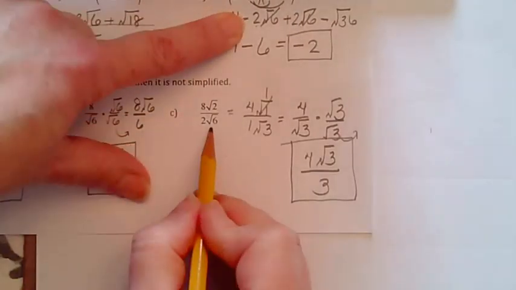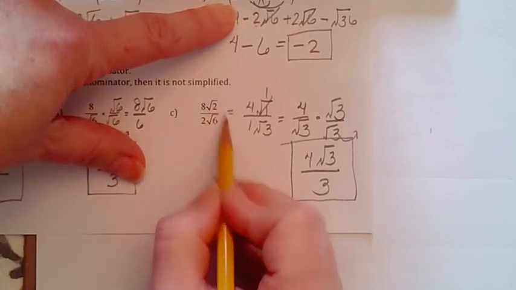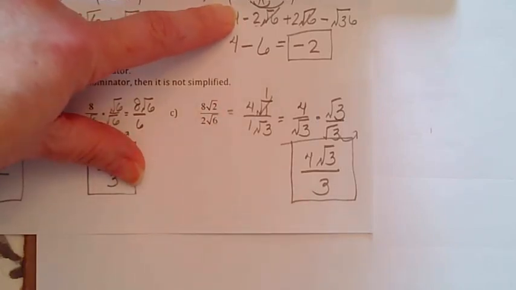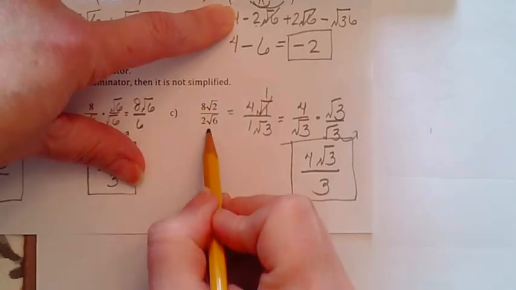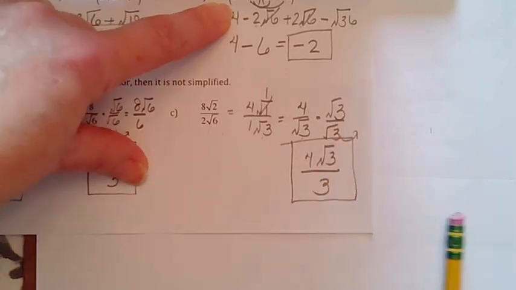If you chose to rationalize beforehand, you can do times the radical 6. It's more work. I wouldn't do it that way. So definitely reduce wherever you can and then rationalize with that number. You're going to do great.